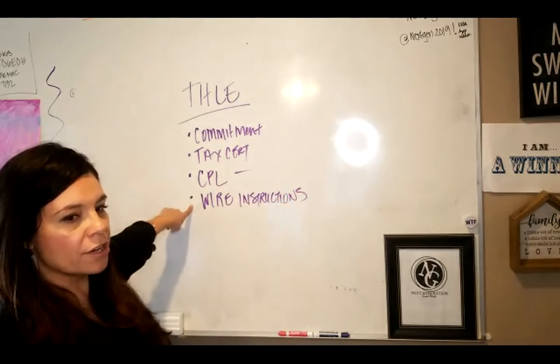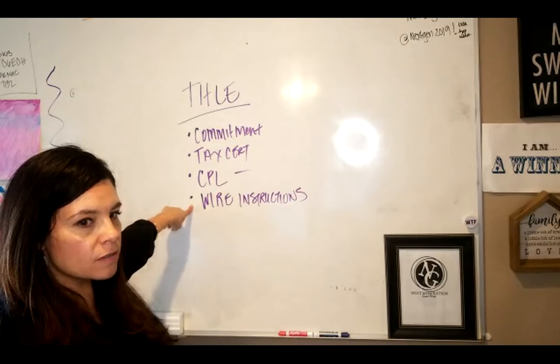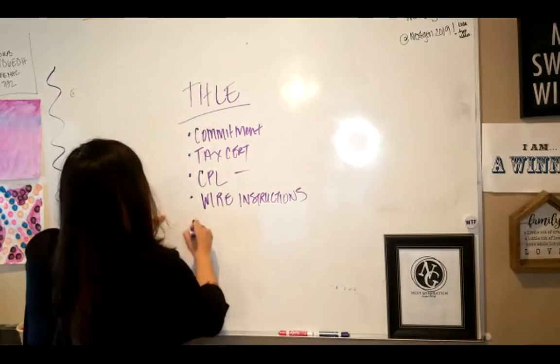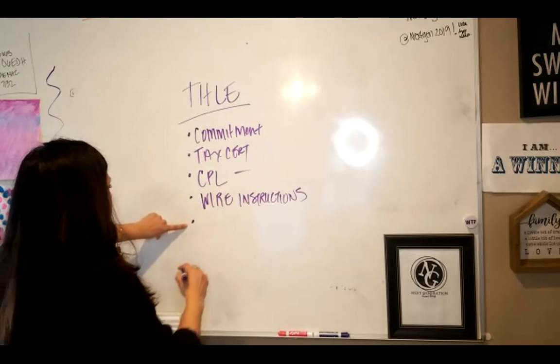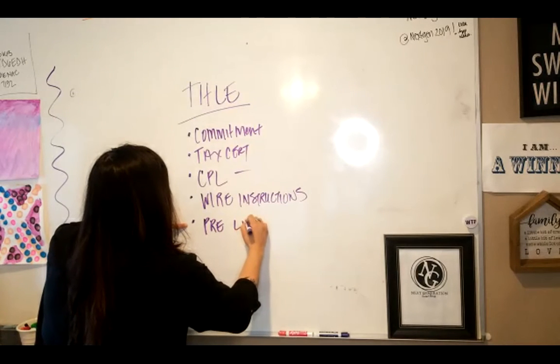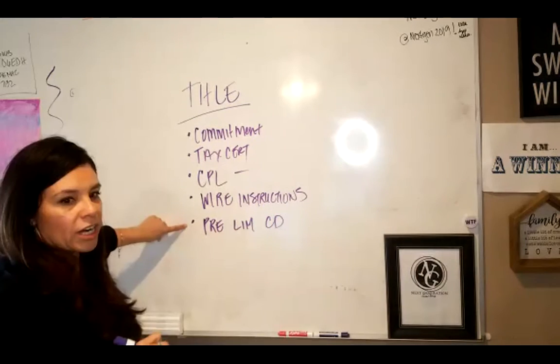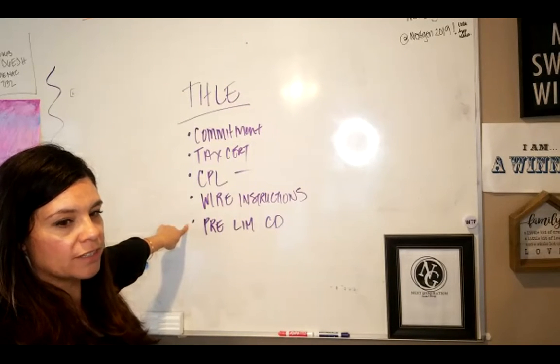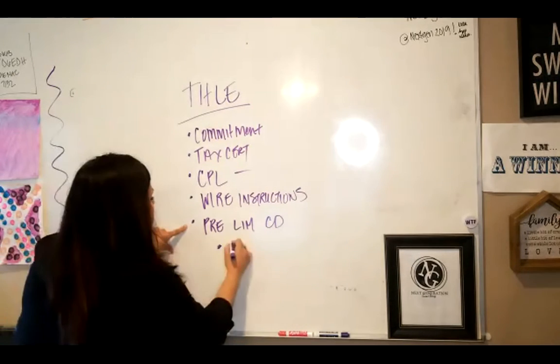We need their wire instructions. The bank needs to know where they're going to wire the money to complete the transaction. We're going to ask for a preliminary CD. We want to know what the prelim means before the final. Well, we want to know what the fees are for this transaction. Okay, in New Mexico, we're going to ask for the survey.